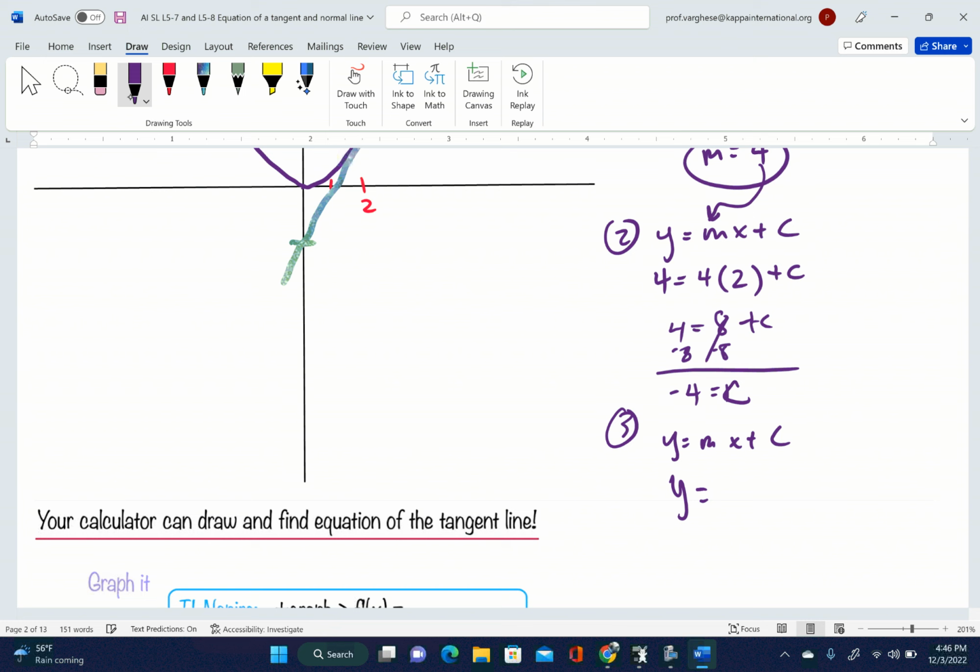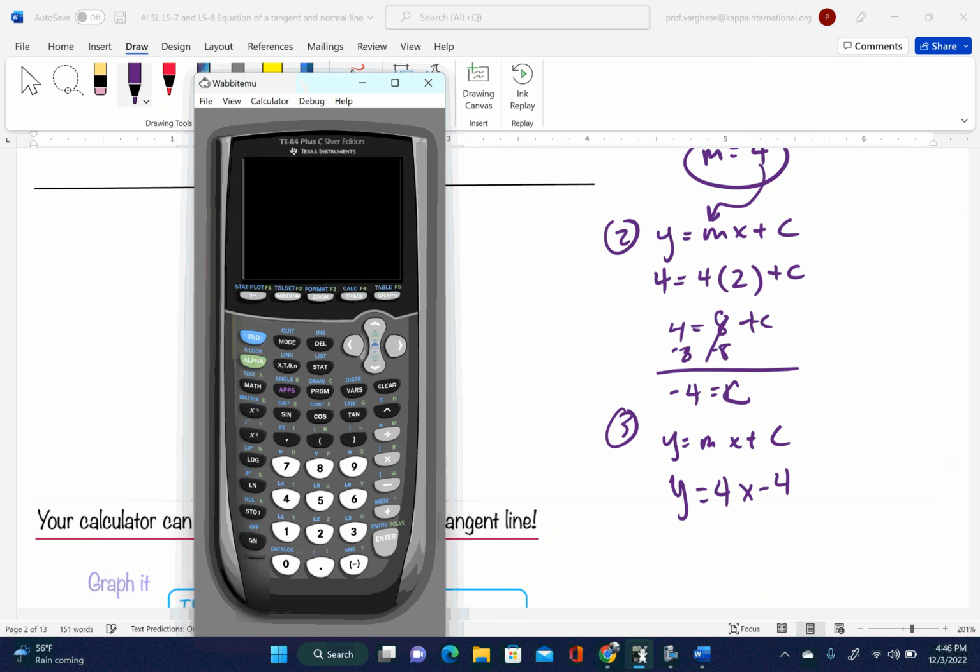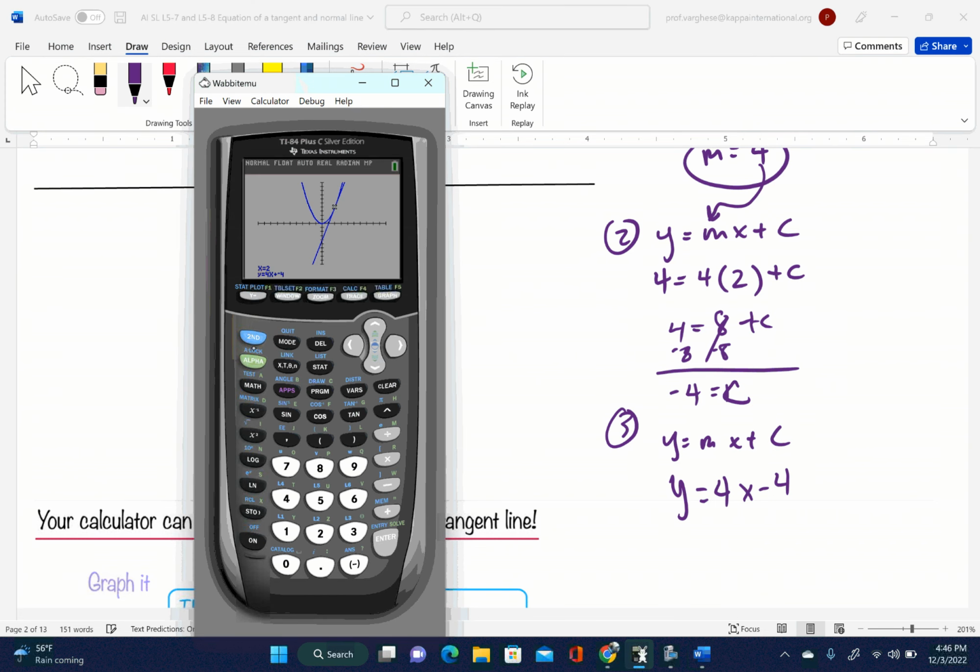My slope is 4, so I'm going to plug that 4 in, x, and my c is negative 4. Okay. I can do this on the calculator. Let me just go ahead and show you how to do that real quick. My calculator will turn on. Let me just clear it.